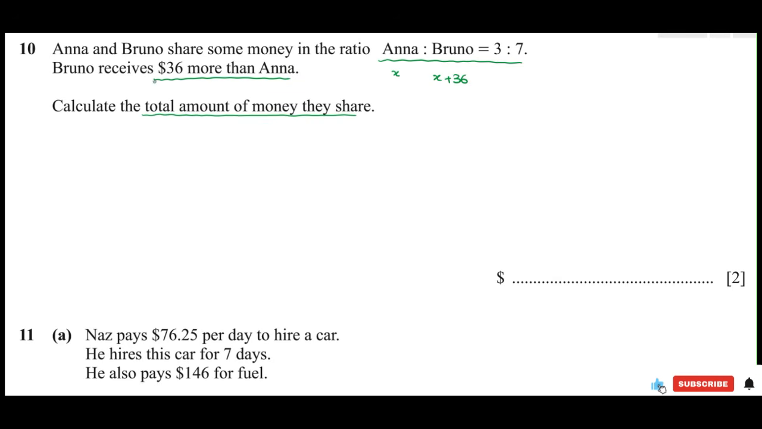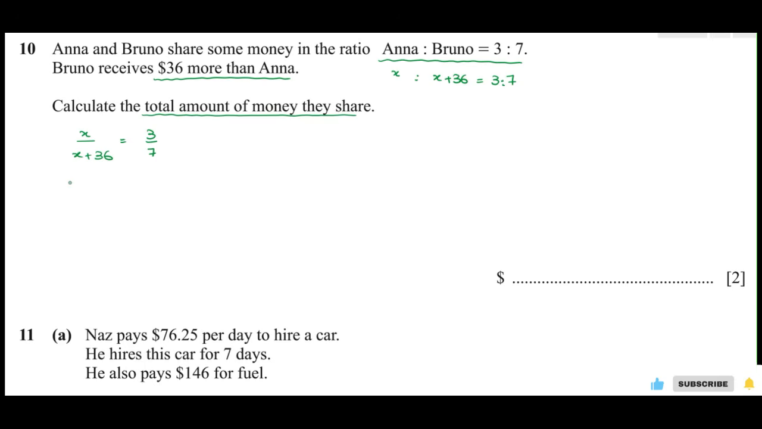Anna is x, then Bruno is x plus, because more, so plus 36, right? So now we can make a ratio for this. This would be equal to 3:7. So we can convert the ratio into fractions, right? So x over x plus 36 equals 3/7.